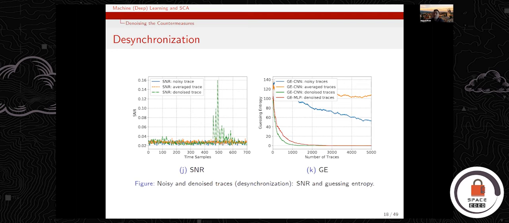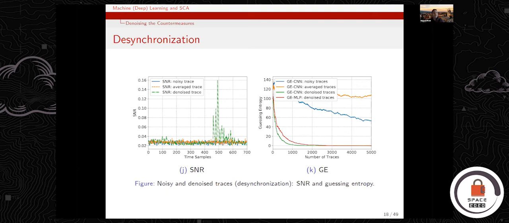What's also very important to notice is that we can even go for a much simpler technique like a multi-layer perceptron, and because of the nice pre-processing, we can still have very good attack performance. And this can be even extended. We can use even simpler techniques.